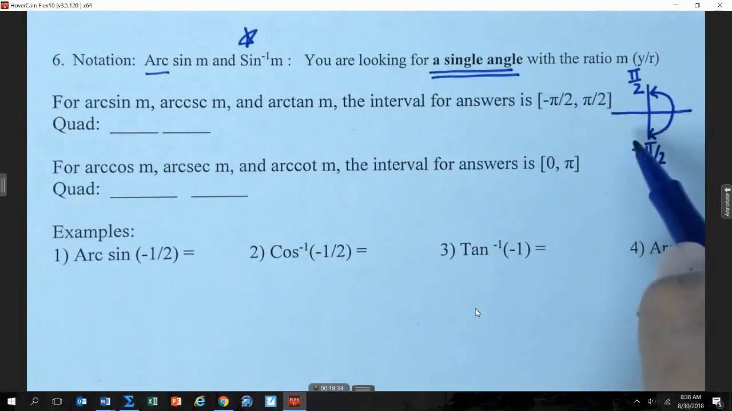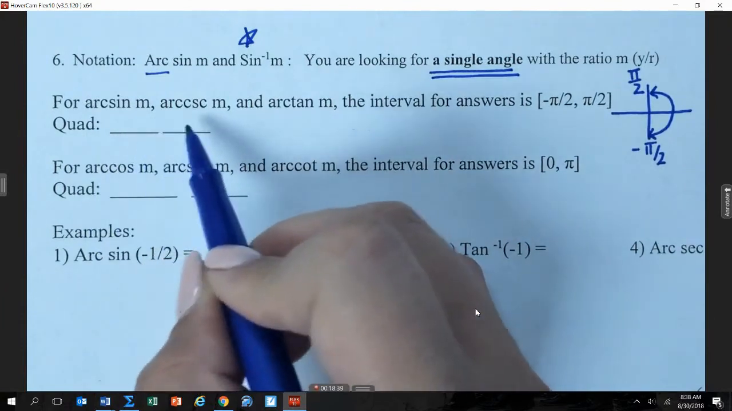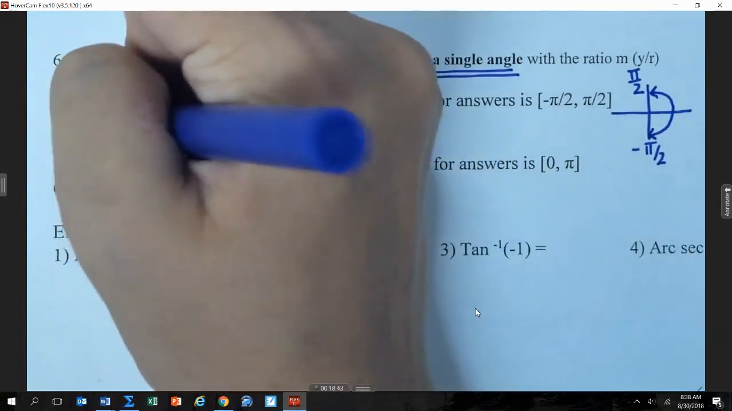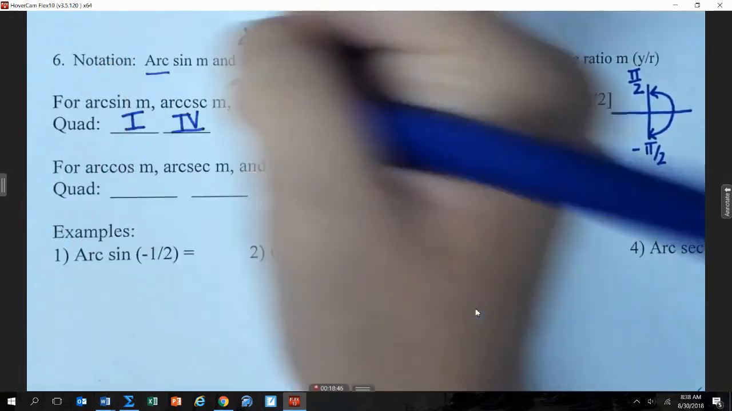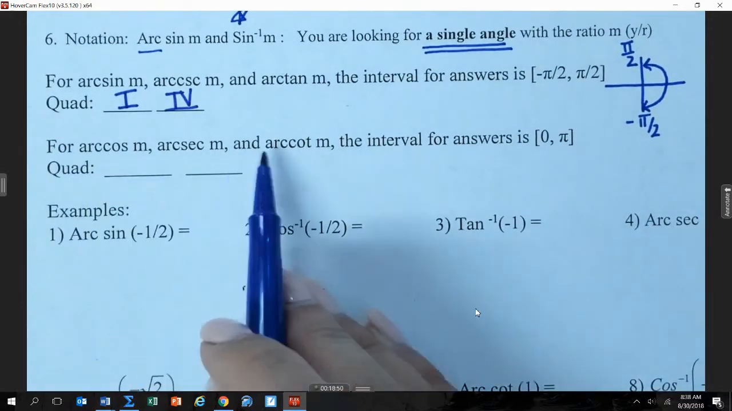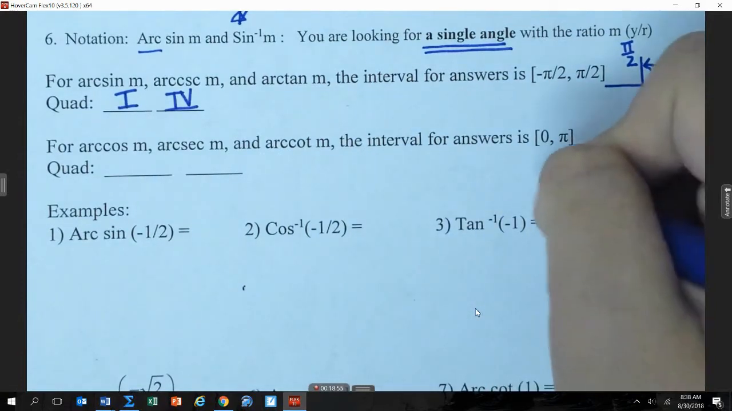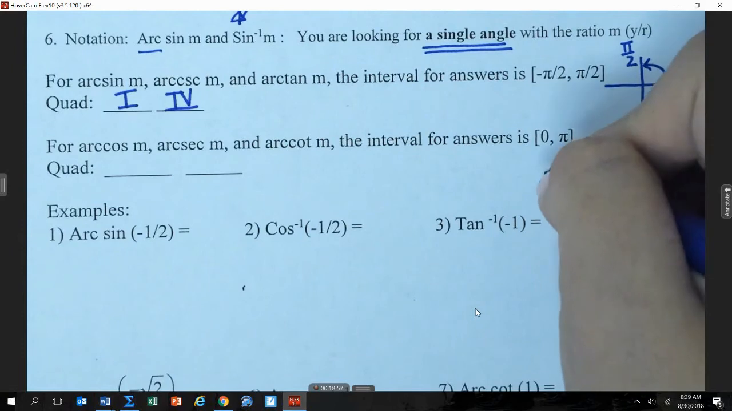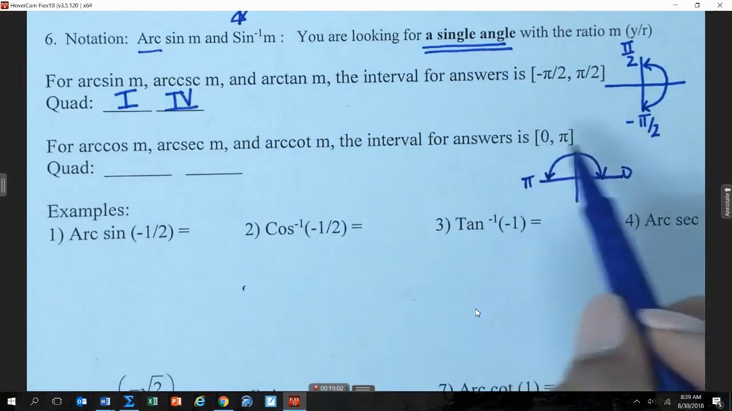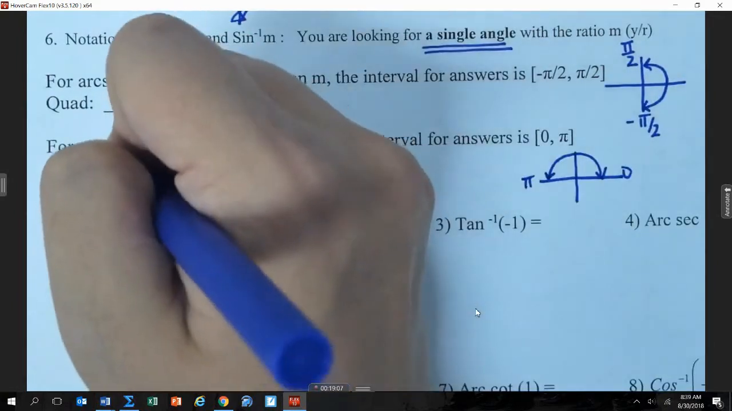If the answers are from negative pi over 2 to pi over 2, what quadrants could your answers be in? Either 1 or 4, right? Your answer would either be in quadrant 1 or your answer would be in quadrant 4. For arc cosine, arc secant, and arc cotangent, the interval for the answers is 0 to pi. So that looks like this. 0 to pi. So what 2 quadrants could your answer be in? 1 or 2? Yeah.